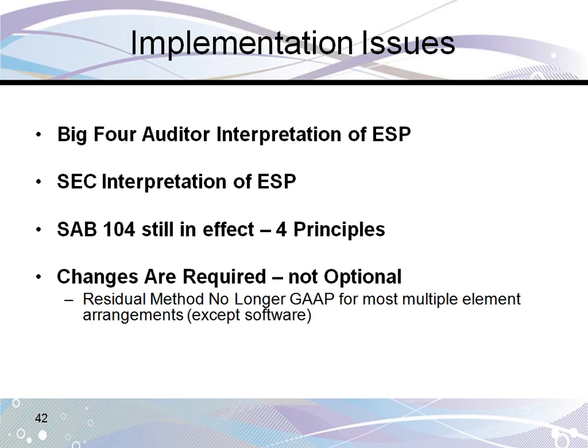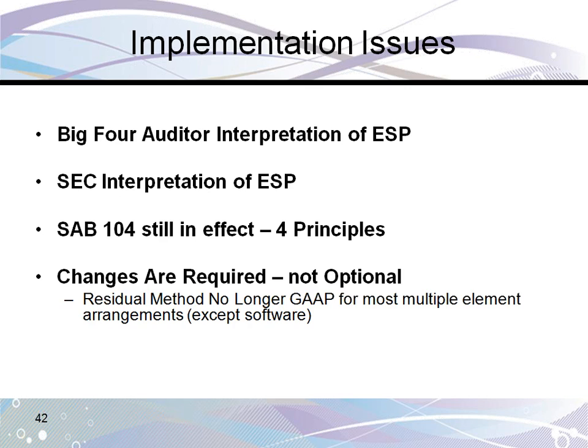Want to remember that SAB 104 is still in effect, so you still need to meet the 4 principles of revenue recognition. You need to have evidence of an arrangement. You need to have a fixed and determinable fee. You need to deliver or perform the service, and you need to have a collectible fee.